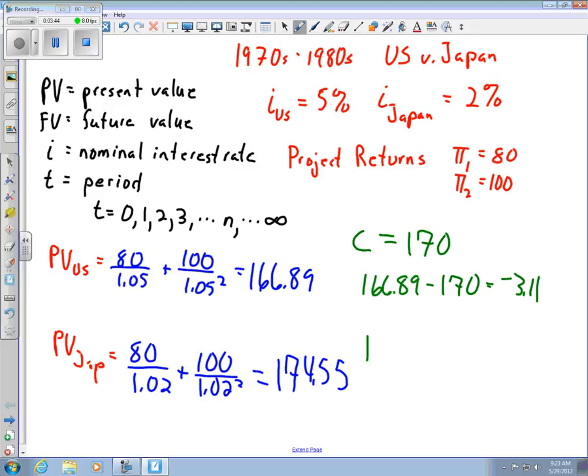For the Japanese firm, the exact same project, 174.55 minus 170 is equal to a plus 4.55. So from the perspective of a Japanese firm, this might be a valuable investment. It has positive net present value, but for the American firm, it has a negative net present value.